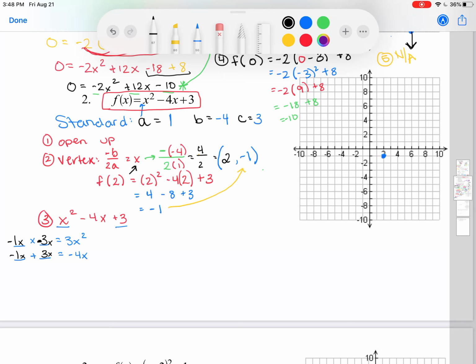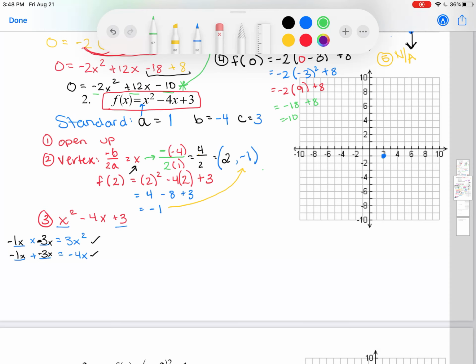Moving down to the bottom, I can't change one without changing the other. So let's do a quick check. Negative 1x times negative 3x up above will give me that positive 3x squared. So that checks out one more time. And a negative x plus a negative 3x will also give me a negative 4x.